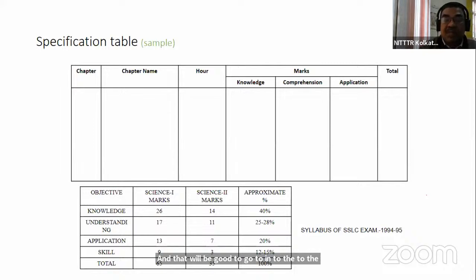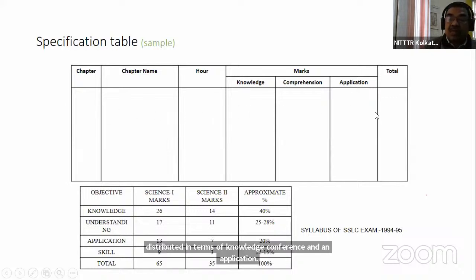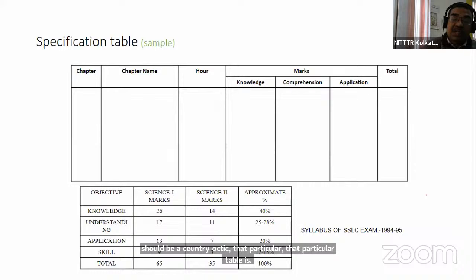This is one example of a specification table. On this side are chapters 1, 2, 3, 4, 5 and so on, with the chapter name, the total hours, and the marks distribution. For example, total marks may be 70, and you show how the 70 marks are distributed across knowledge, comprehension, and application. Similarly, you fill it up for all chapters. It should be a particular table, and that table is known as the specification table.